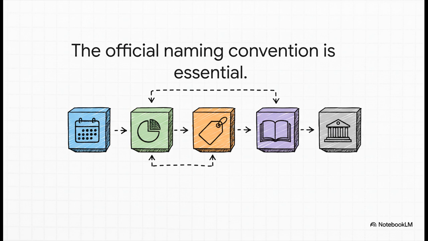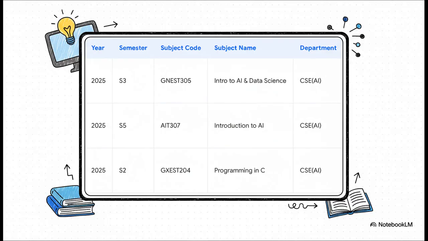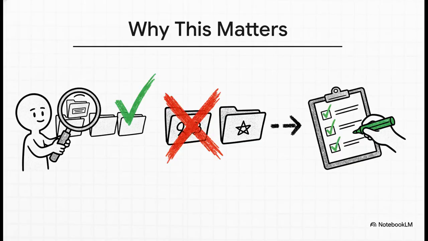Let's look at a few examples to see what I mean. So check these out. You can see how this works in practice, right? Each class name has the year, the semester, the code, the name, and the department. It's so clean, so clear, and it immediately tells anyone, your HOD, your students, you, exactly what course they're looking at. No guesswork needed.